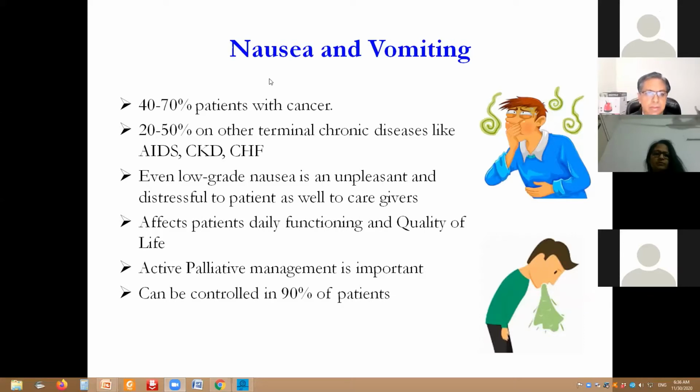Okay, go ahead. So in majority of patients we will be able to manage this nausea and vomiting if we can diagnose it timely and use the appropriate management tool. We'll be able to manage nausea and vomiting in majority of these patients.